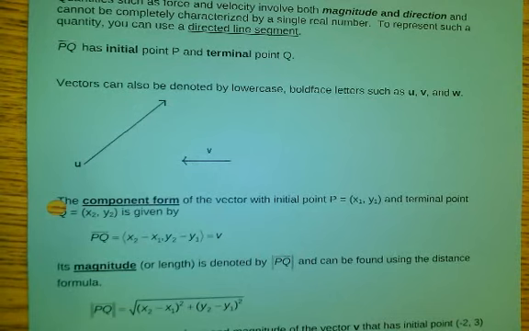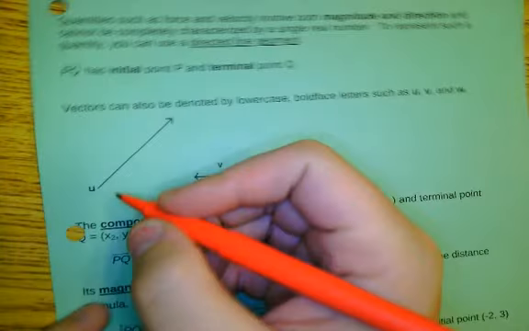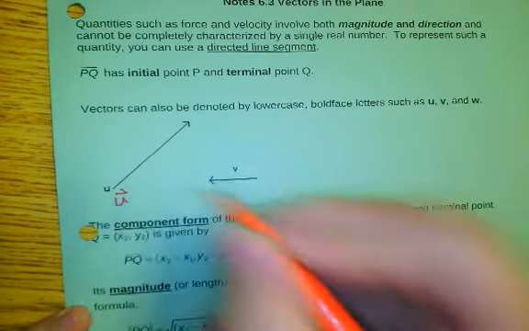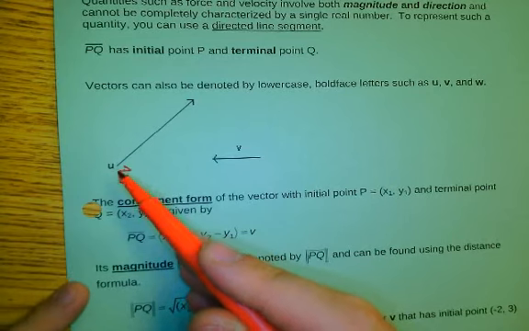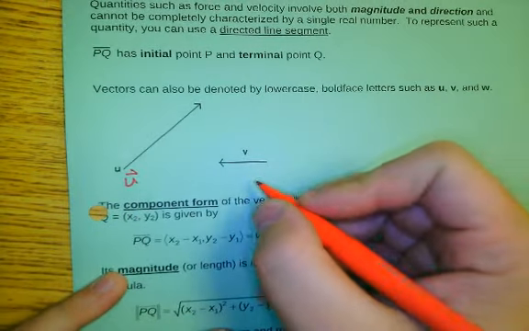So vectors are denoted by lowercase boldface letters. Now, I cannot write in boldface, so I just put a little arrow above it like that. So that's a vector u. That's a half arrow because I'm super lazy.